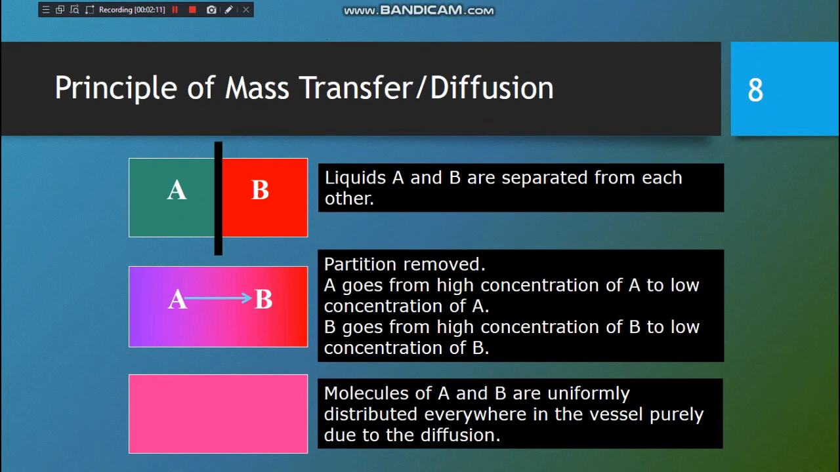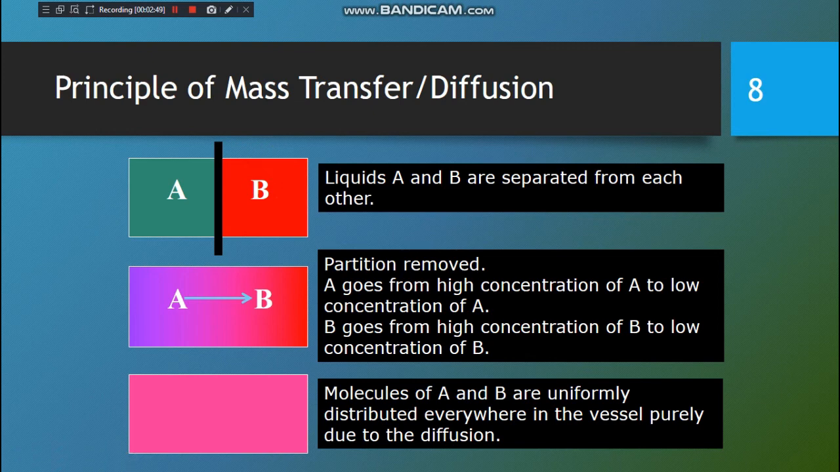So, to make the illustration of the diffusion process clear, let's say a mixture contains two different components, component A and component B. Component A and component B are separated by a barrier, or a partition. At point one there is a very high concentration of component A, whereas at point two there is a very high concentration of component B.